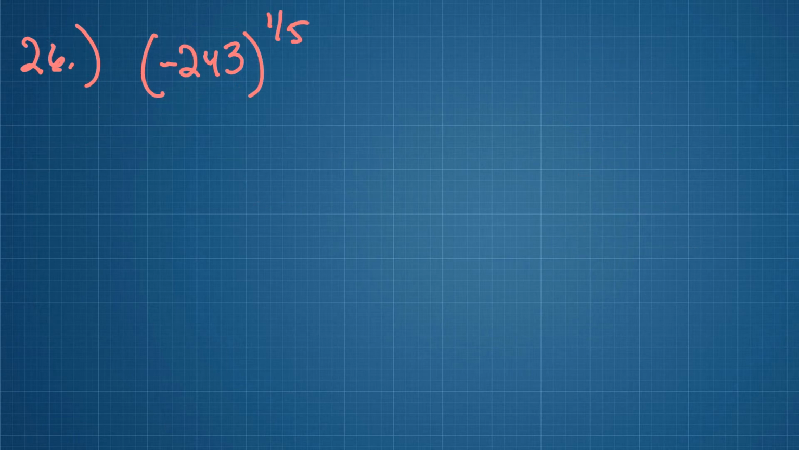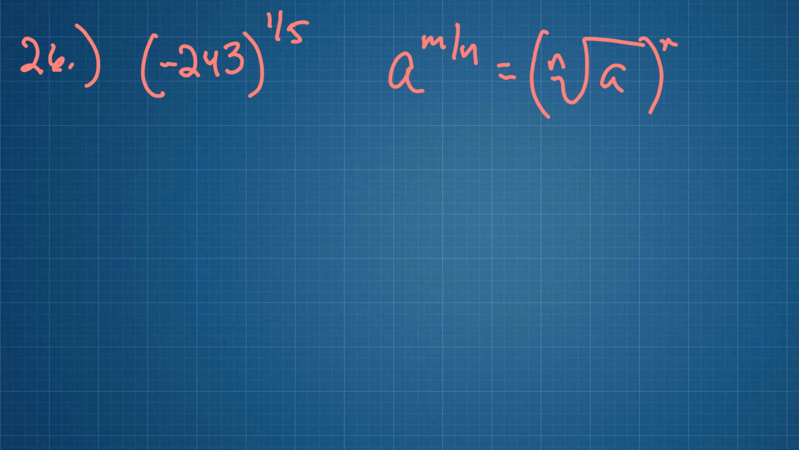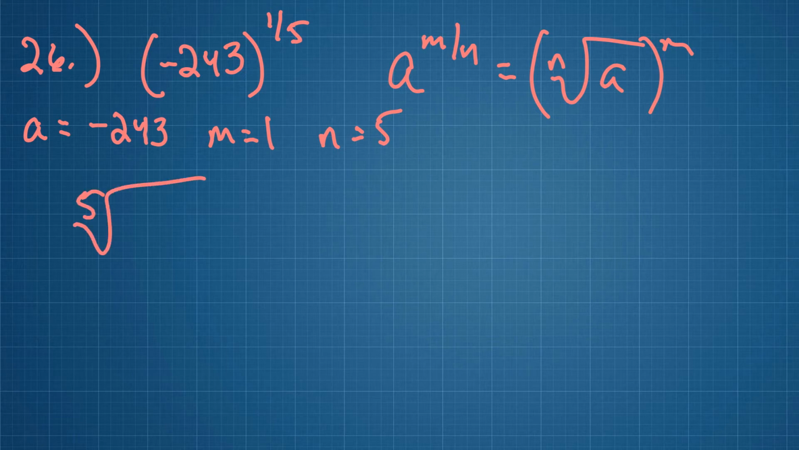Alright, 26, we have negative 243 to the 1/5. Because it's a fractional exponent, I'm going to use this formula to change it into a radical. So A is negative 243, M is 1, N is 5. I'm going to plug in, I get the 5th root of negative 243, and since M is 1, it's just to the first power, and we'll leave it that way.